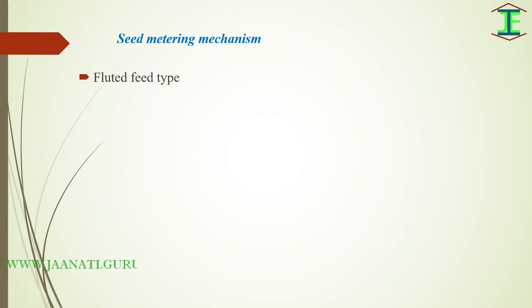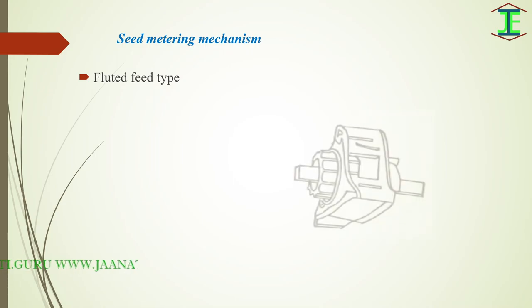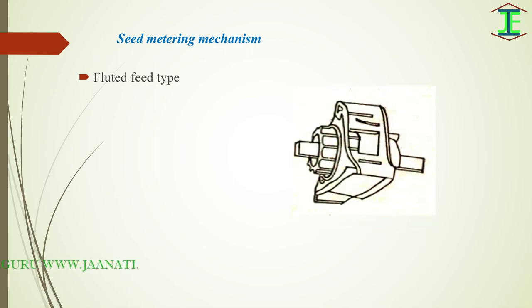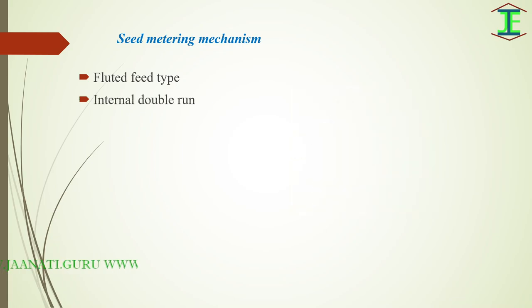Seed metering mechanisms. There are different types of seed metering mechanisms. This mechanism of the seed drill delivers the seeds or fertilizers from the hopper to the furrow at the selected rate. Fluted type. This is a fluted type mechanism. In this, there will be a feed roller and the feed cutout device. By using this feed roller, the seeds are placed into the soil by movement of the feed roller.